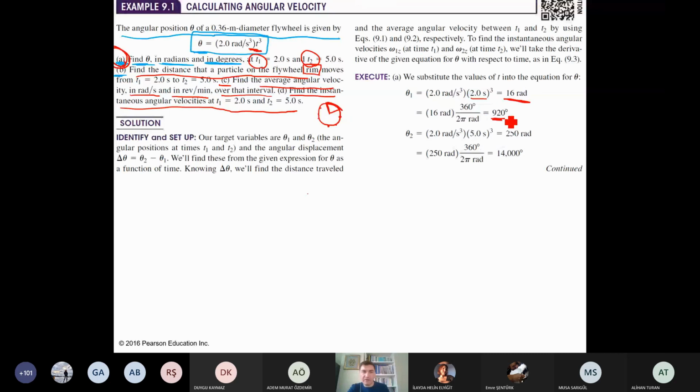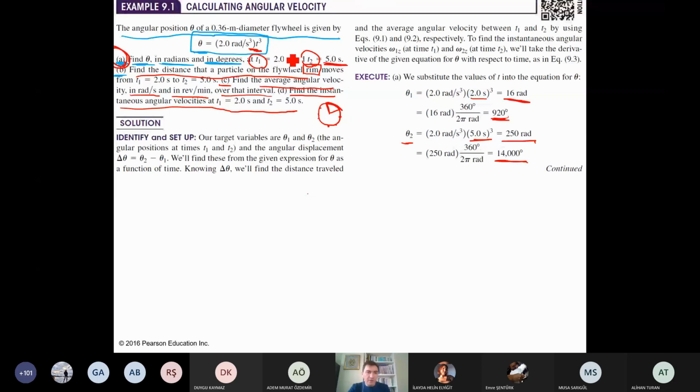And for theta 2, just put in 5 seconds, which is given within the question here on the left side. Then you can calculate 250 radian. Finally, you can also convert this radian to degrees. This is 14,000 degrees. After 5 seconds, you can imagine how fast this flywheel is rotating.